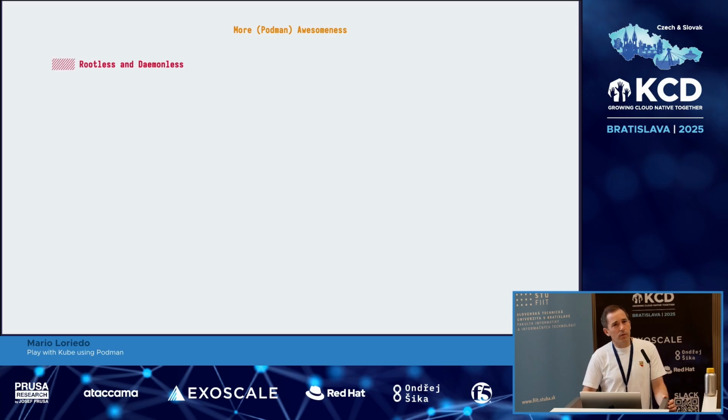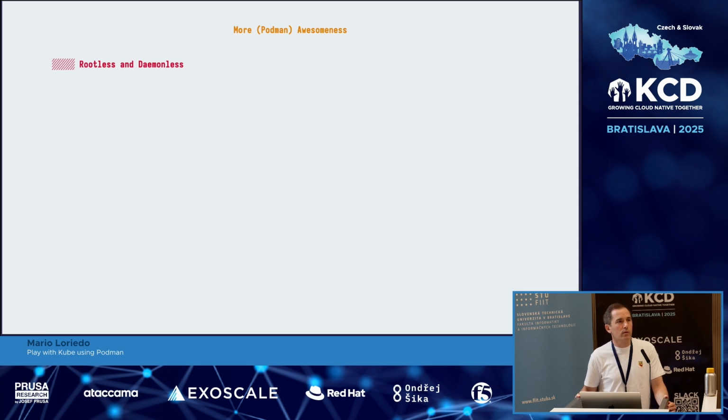So this is the more obvious thing. I think it's kind of well known that Podman by default is rootless and daemonless. That means that you don't need root privilege to run containers when you're using Podman, and most importantly, you don't need a daemon running. So there is no need to have an API listening on a port or a socket, etc. Those are things that you can enable with Podman.